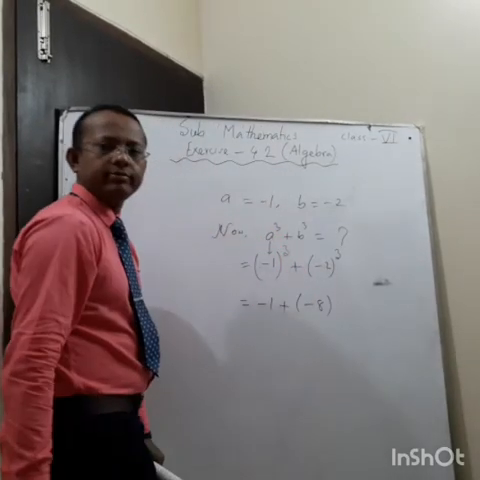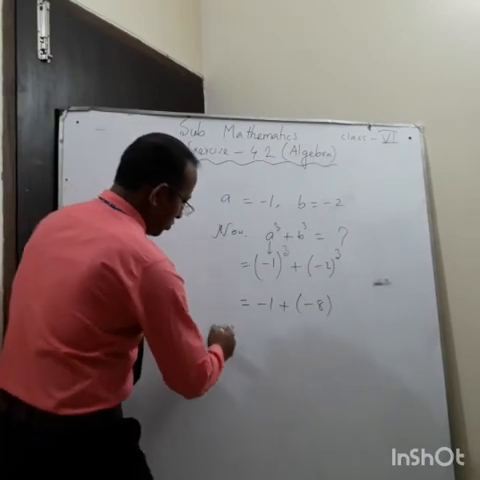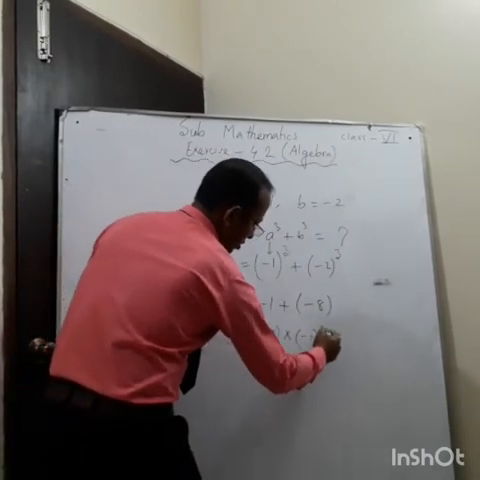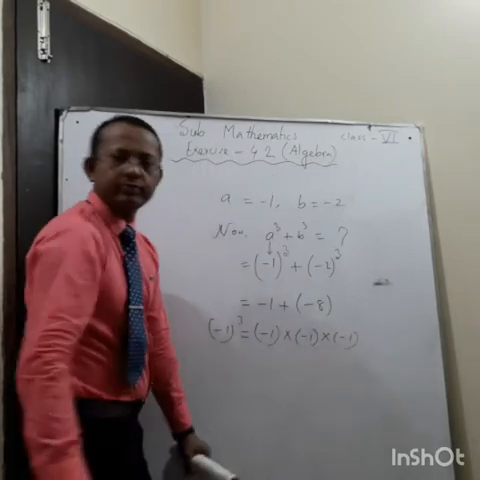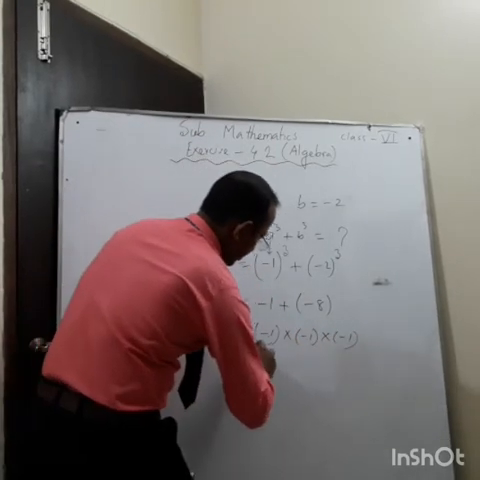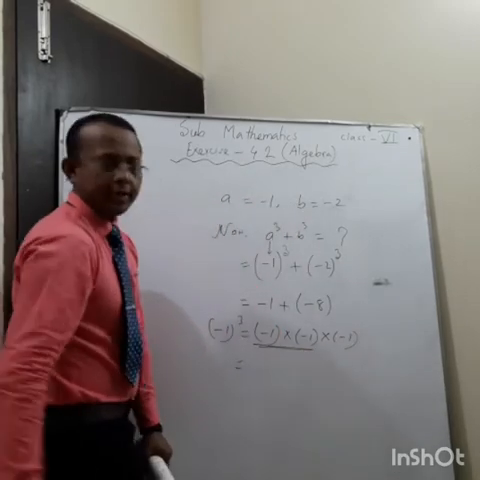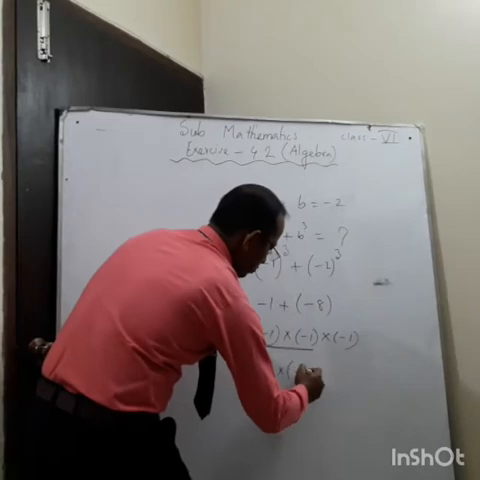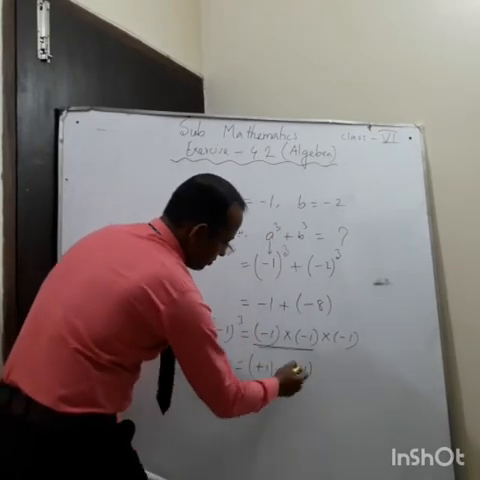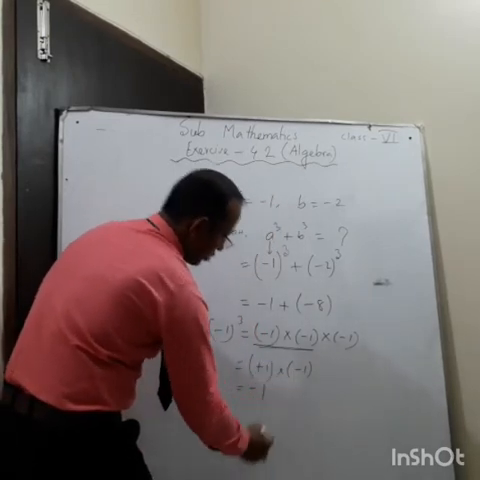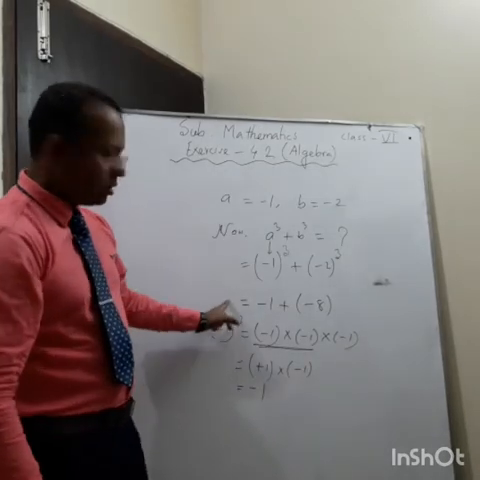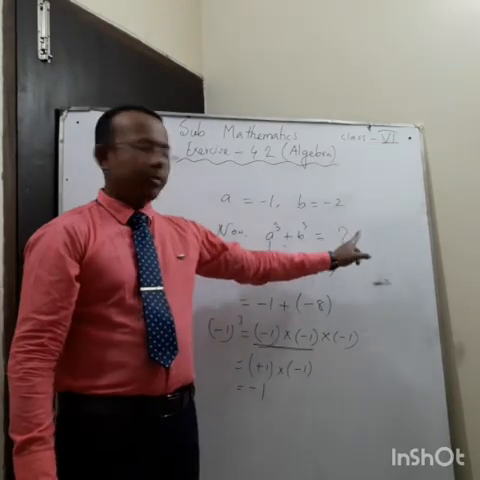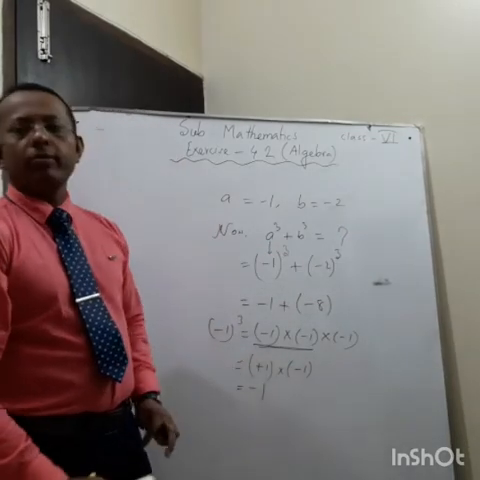How? Minus 1 whole cube means minus 1 into minus 1 into minus 1. That is, this portion is equal to plus 1 into minus 1. So finally, plus into minus equal to minus, 1 into 1 equal to 1. So minus 1 whole cube equal to minus 1. Similarly, minus 2 whole cube equal to minus 8.